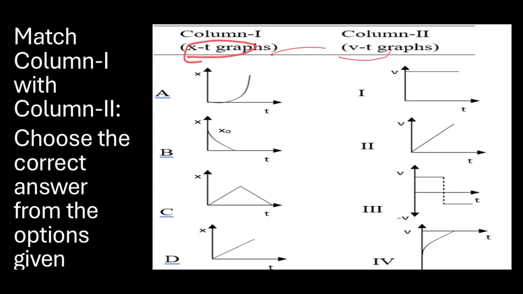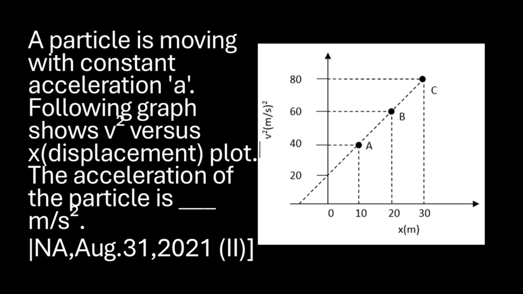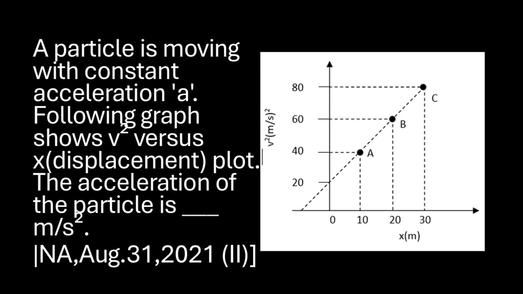XT graph and the corresponding VT graph. I would say these are the conceptual questions. These are the ones that make JEE Mains defined. I mean, the standard questions, I would say. Let's have a look at other questions as well. Again, 2021. What do we have here? Constant acceleration, v square versus x graph. So v square versus x. This again was, I wouldn't say a challenging question, but definitely not easy.